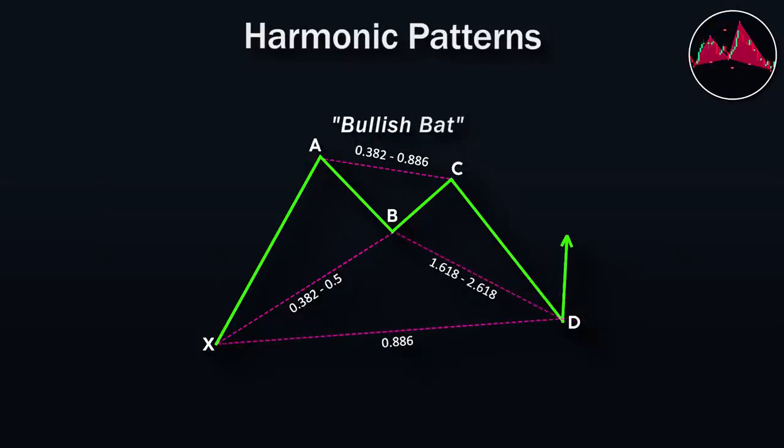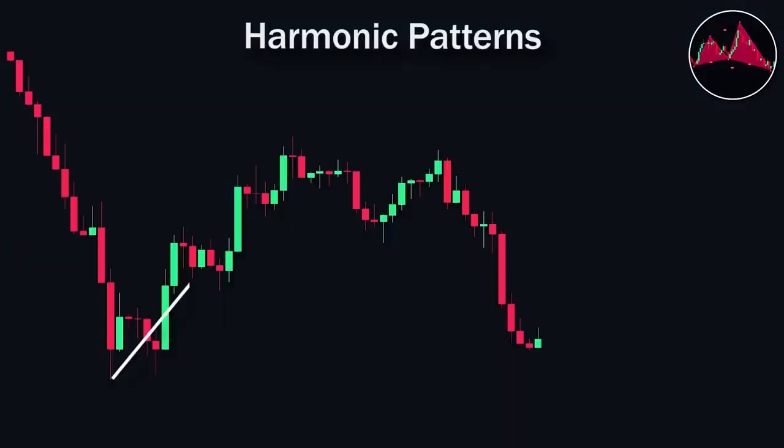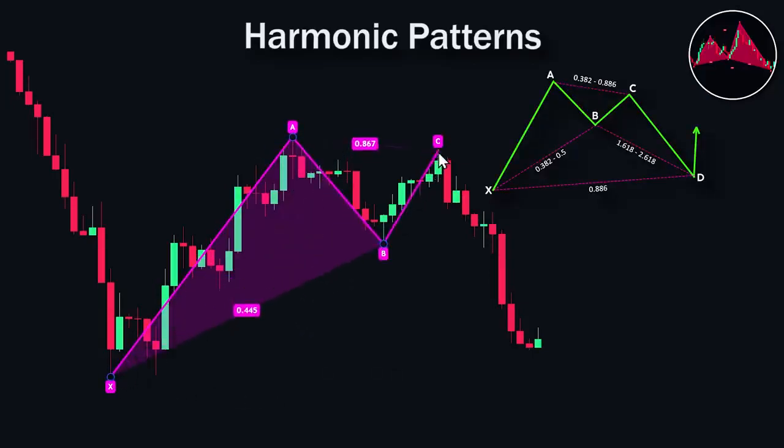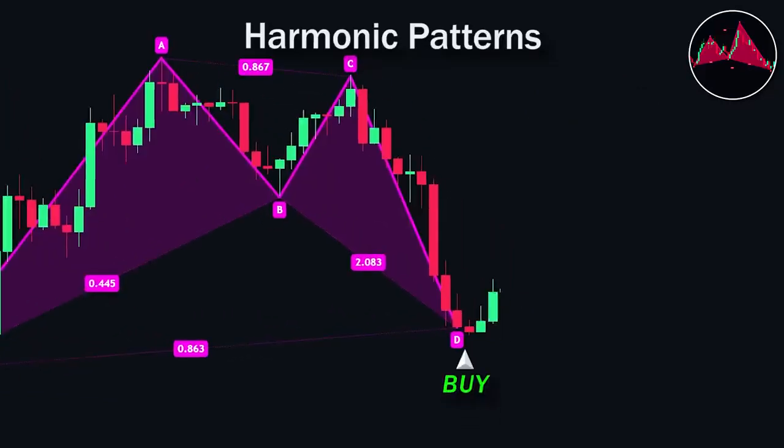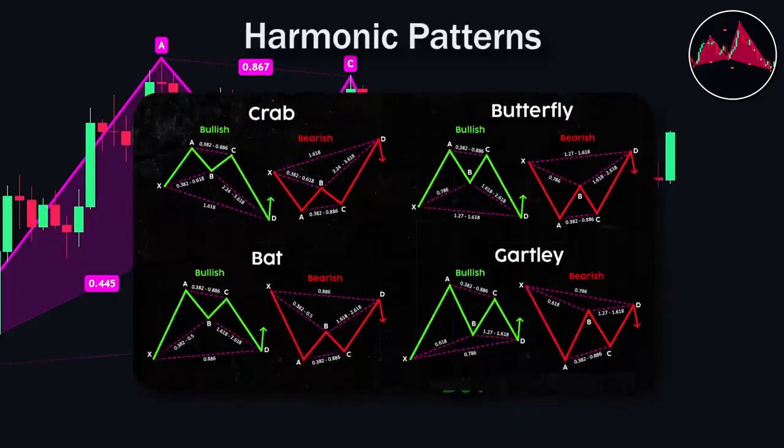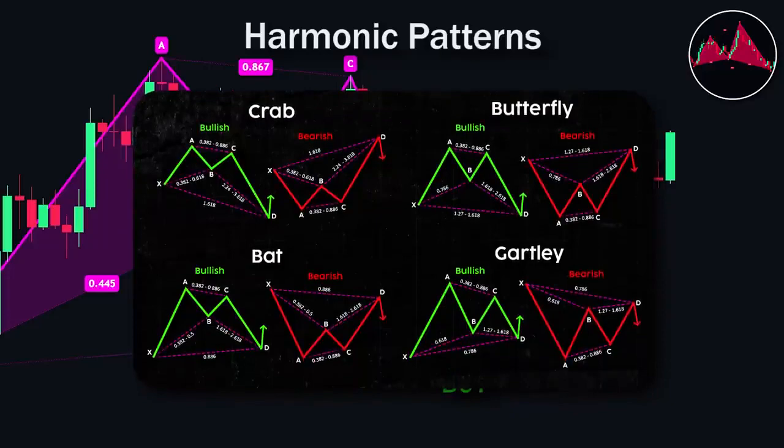Next, these specific guidelines can then be applied onto a real chart. So, if you see a price forming a series of 4 movements, you can apply the harmonic pattern tool to check if the price that formed matches a pattern's guideline. If it does, then you can take a position based on the pattern that formed. There are multiple harmonic patterns that exist. Most notable are butterfly, bat, and crab, and each have their own unique values.